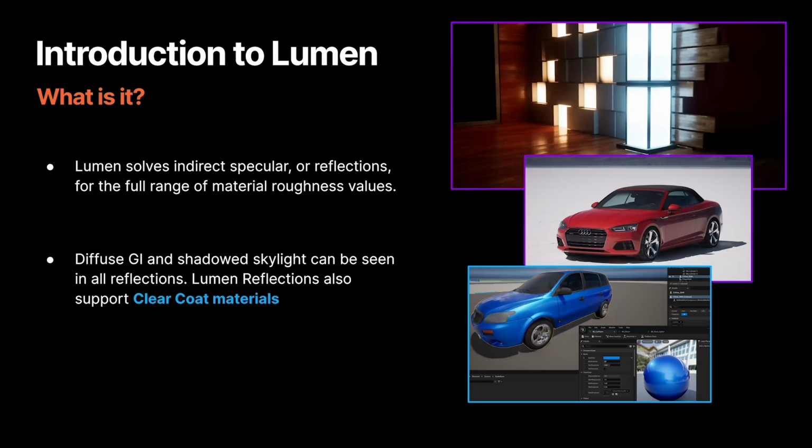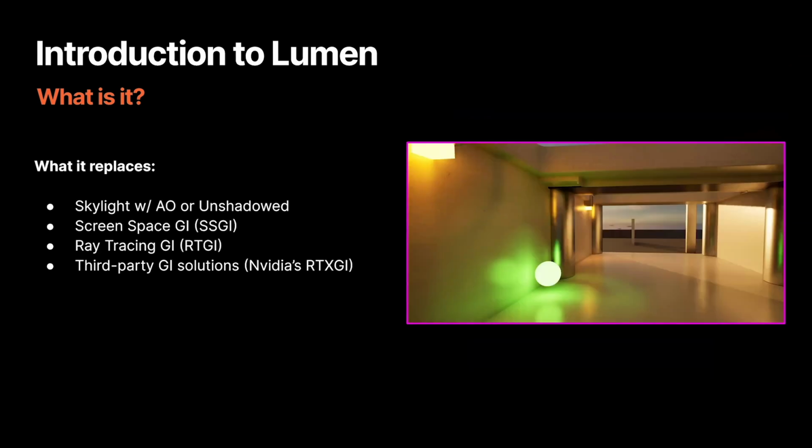Lumen solves indirect, specular, or reflections for the full range of material roughness and values. This is why it shines. It actually reads your materials pretty darn great, and can even do clear coat, like for a car, really, really great. Before, people would lean towards ray tracing to do that, but now you can do it with Lumen, which is pretty fancy talk.